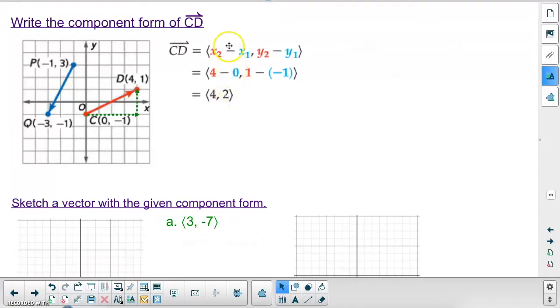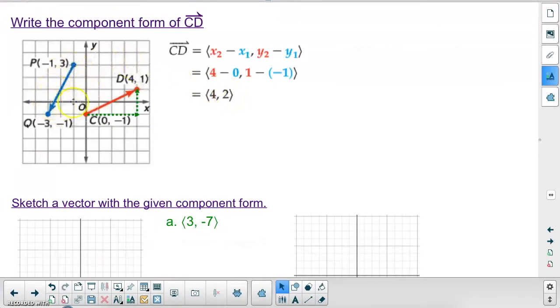Now, if we were to have written this the other way around, if it would have been 0 minus 4, that would have given us -4. If we would have written -1 minus 1, that would have given us -2. So that would have given us an incorrect component form because positive 4 and positive 2 also implies those positive directions of right 4 and up 2.